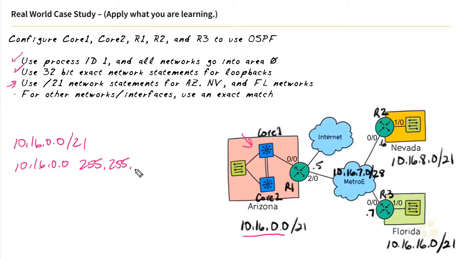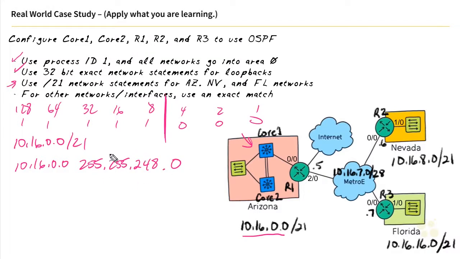If we were concerned about the decimal value of those 5 more bits from the third octet, we could just write out our table: 1, 2, 4, 8, 16, 32, 64, 128, and we go for 5 bits: 1, 2, 3, 4, 5. These remaining bits would be off. Our dividing line is right there. If we add up all the bits that are on, that's 128 plus 64 plus 32 plus 16 plus 8, which is 248. And for the last octet, it'd be 0. So that's our dotted decimal representation of a /21.